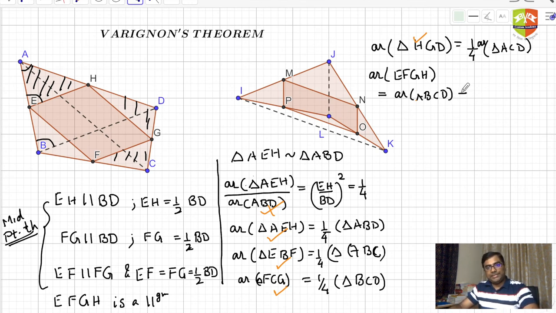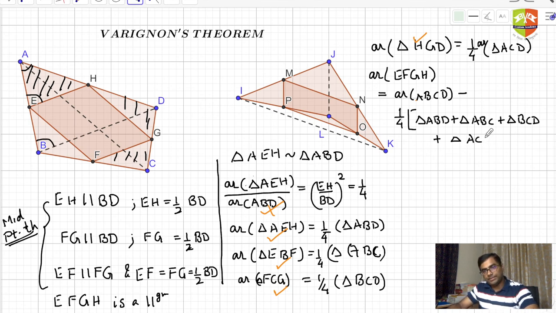So area of ABCD minus, let me write all of that. So 1 by 4 is common. So I can write 1 by 4 common, and within brackets, what can I mention? Triangle ABD plus triangle ABC plus triangle BCD plus triangle ACD. Okay, so these are the four triangles here.